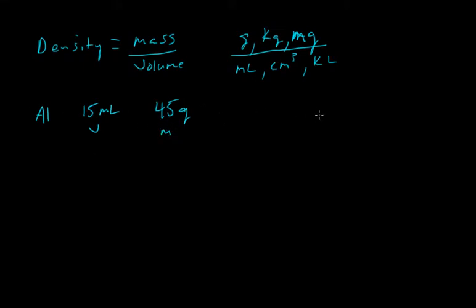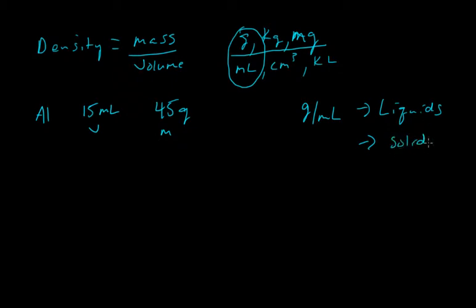Before we go any further, let me clarify here. The unit of density that you're going to see most often is grams per milliliter. Kilograms per cubic centimeter and milligrams per kiloliter are also units, but grams per milliliter is your most common one. This is typically reserved for liquids. In contrast, solids can also have density, but typically for solids you're going to have grams per cubic centimeter.